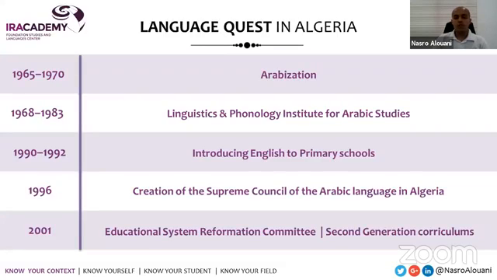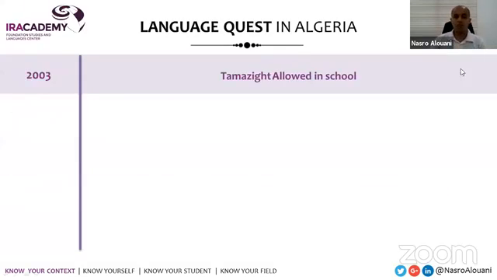In 2001, the Educational System Reformation Committee was formed in Algeria. It's called the Benzaghou Reformation in education, and they worked on the second generation curriculum. So the one we know now started in 2001.